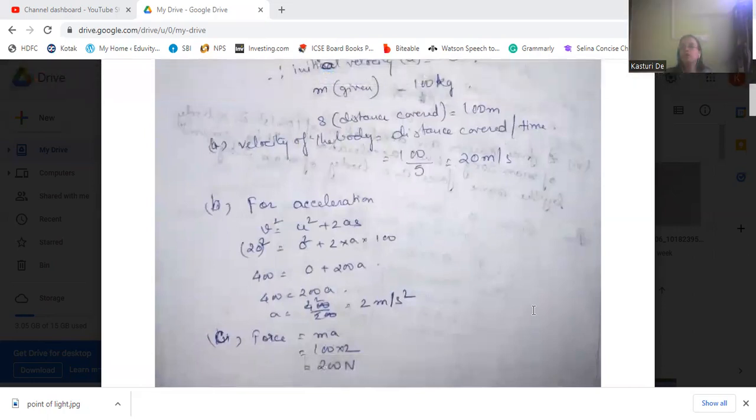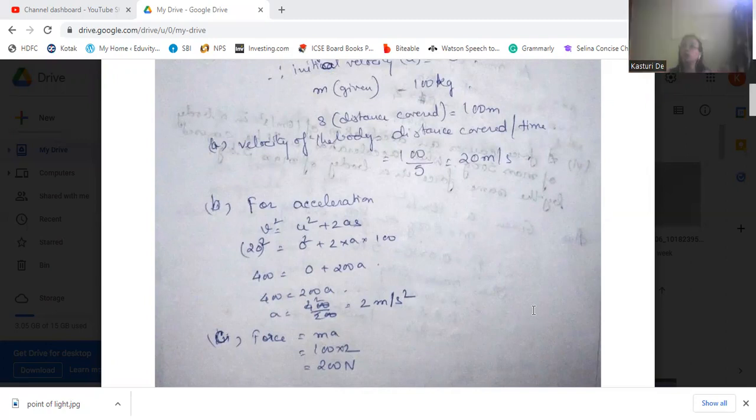Now, we know the final velocity, we know the initial velocity, we know the distance covered. So we need to find out the acceleration. So we use here the formula v square is equal to u square plus 2as. Okay? s is the distance covered. So final velocity is 20. So 20 square is equal to 0 square plus 2 into a into 100. Okay? Substituting the numbers into the formula, we get 400 is equal to 200a. So acceleration will be 400 by 200, that is equal to 2 meter per second square.